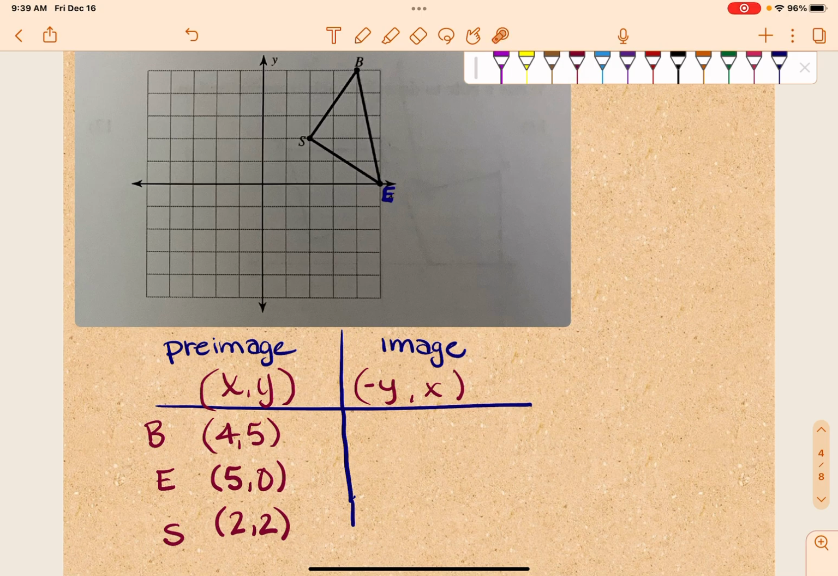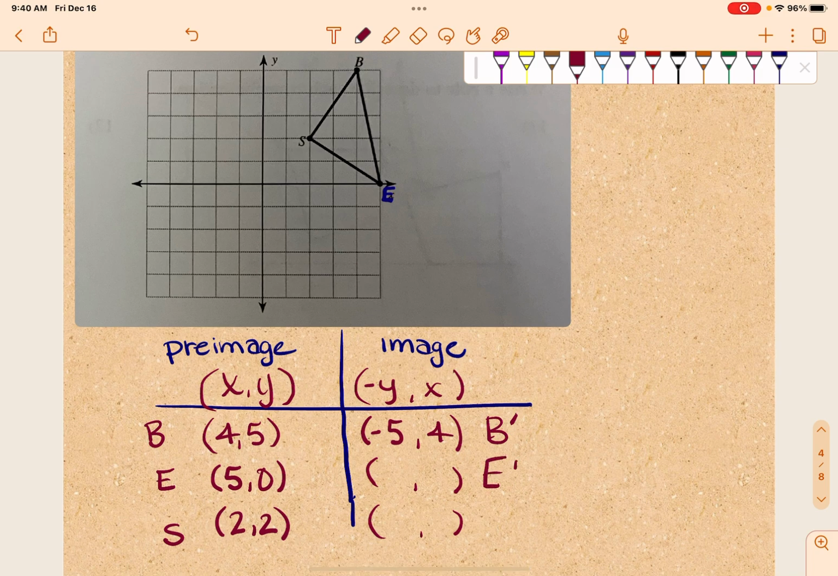Okay, so what we're going to do is this Y is going to go to the first spot, and we're going to take the opposite sign. X just switches spots. So on this first one, if I look at these two, 4 is going to be the X. We said that just switches spots, so that goes here. This I have to take the opposite of. So the opposite of +5 is -5. Okay, let's go to the next one. Oh, that's B prime.